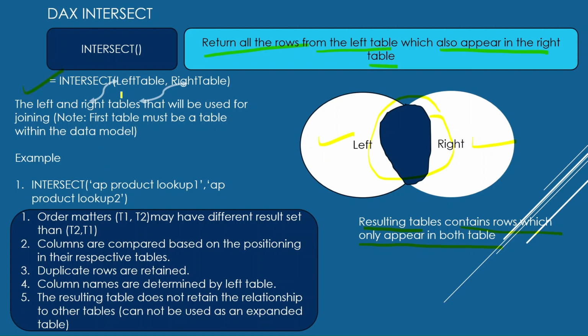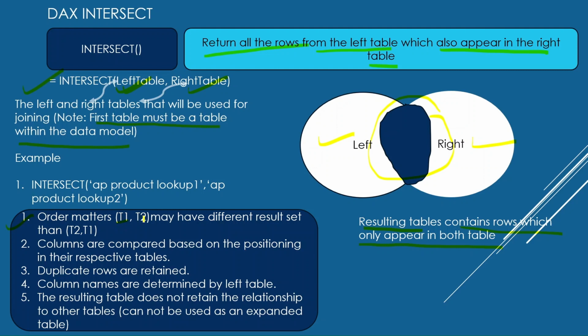This is the signature of the intersect function. This is the left table, this is the right table. One thing we need to note here: the first table must be a table within the data model. So this left table must be a table from the data model. Based on that, let's discuss a couple more points.